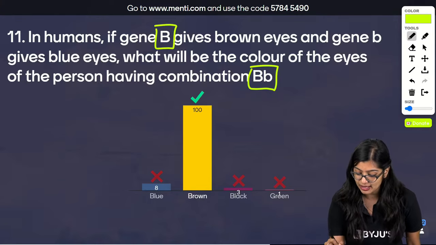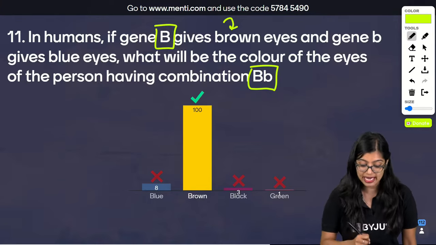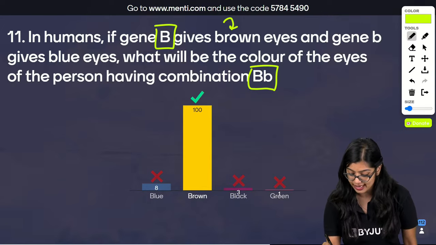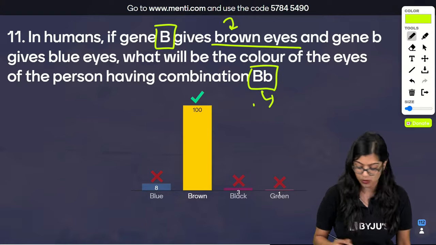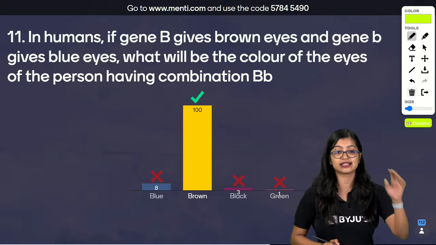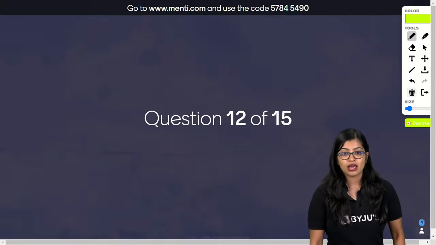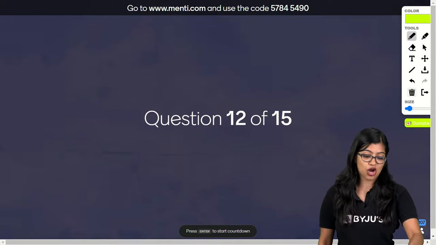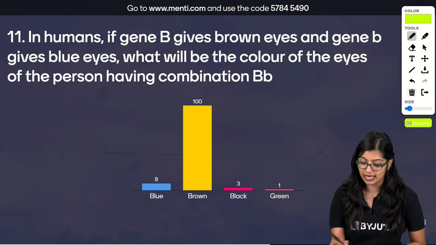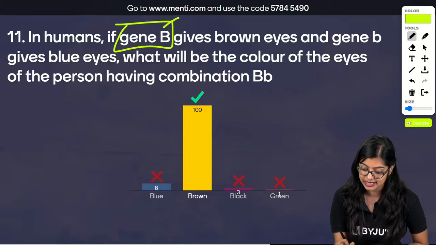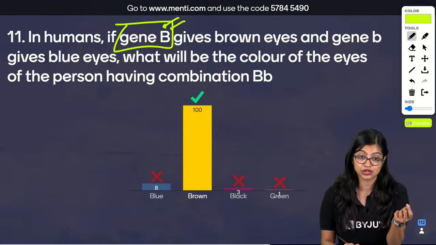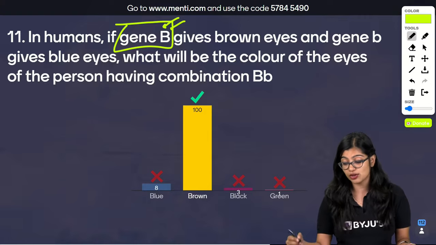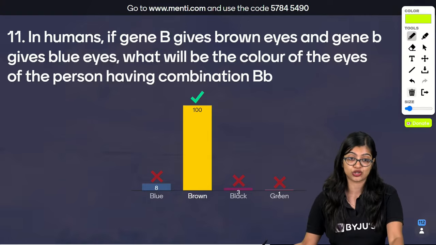Now they're saying that capital B gives brown eyes, small b is blue. That means that at the end of the day, what are you getting? You're getting heterozygous dominant, that means it will be brown eyes, right? So the correct answer here is option B. Ma'am, but they didn't give B as dominant. They didn't say B is dominant, but they said gene B and represented it in a capital letter. If a capital letter is mentioned, that means it is dominant, right? So that is another way in which they can give you questions, okay?